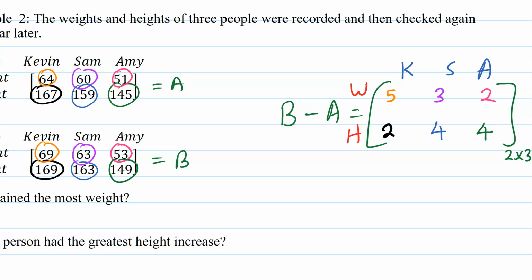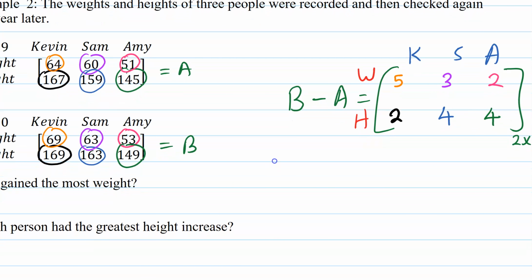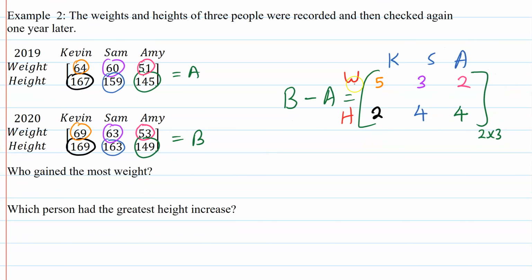Now in this case we get a match, 4 and 4. So who gained the most weight? We are looking at the weight row, which is the first row, hence the answer is 5. Who was that? That's Kevin. So that's my answer. And which person had the greatest height increase? In this case, we are looking at the second row. Both Sam and Amy gained 4 centimeters. Therefore, the answer should be Sam and Amy.